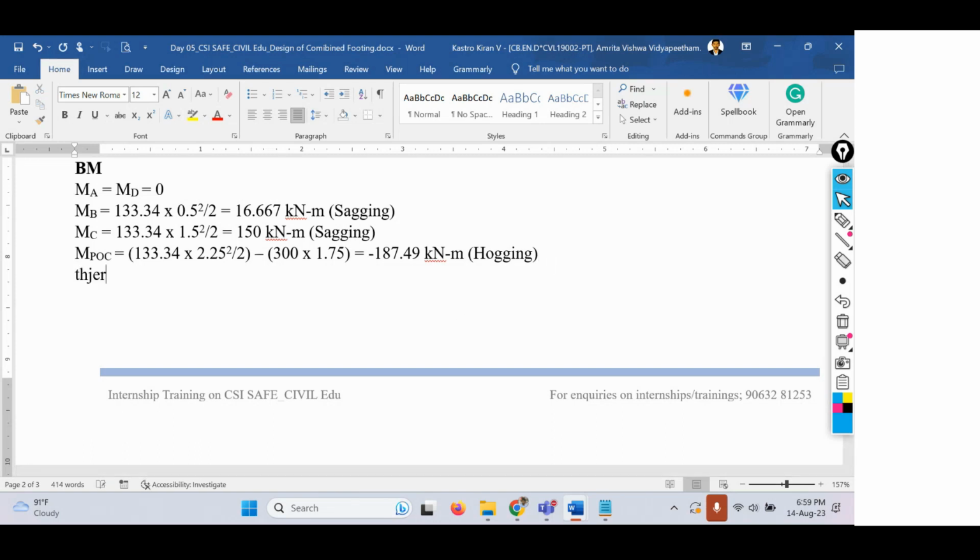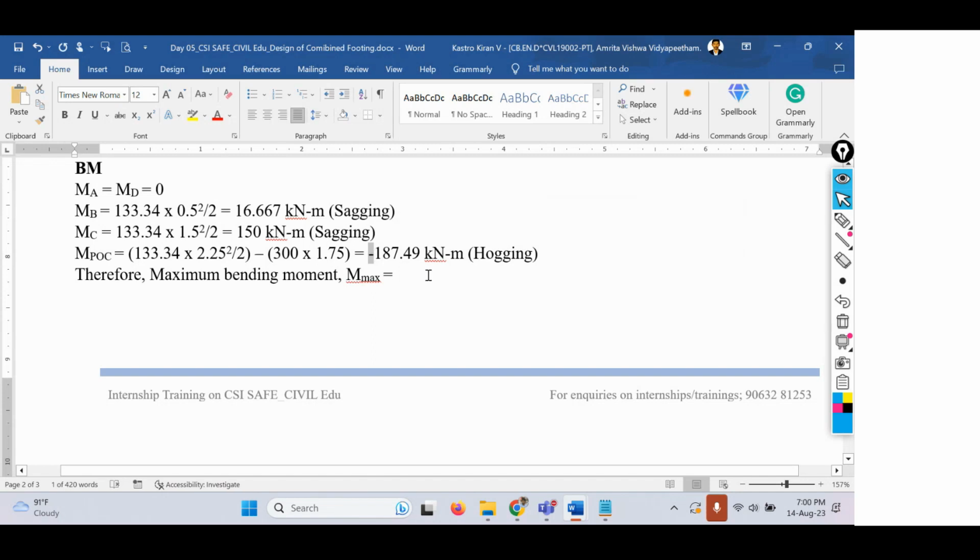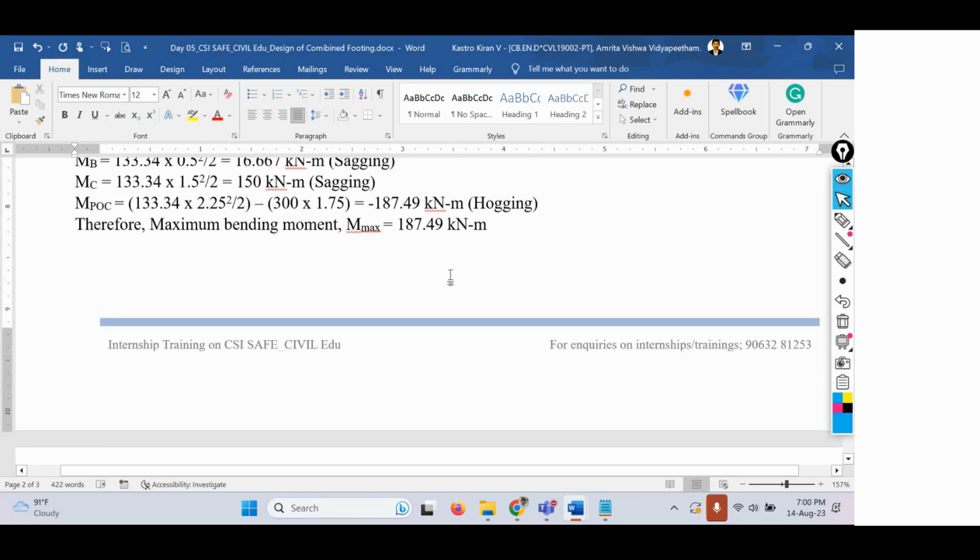So therefore, the maximum bending moment, M max, equals, so what is the maximum bending moment? 16 is one value, 150 and 187. Don't consider this minus symbol. Assume that the minus symbol is not there. So the maximum bending moment is 187.49 kilonewton meter. From this maximum bending moment value, we have to determine the depth of the footing.